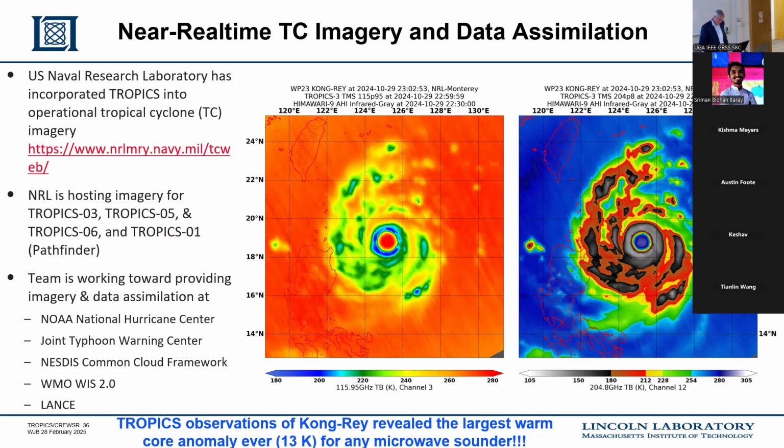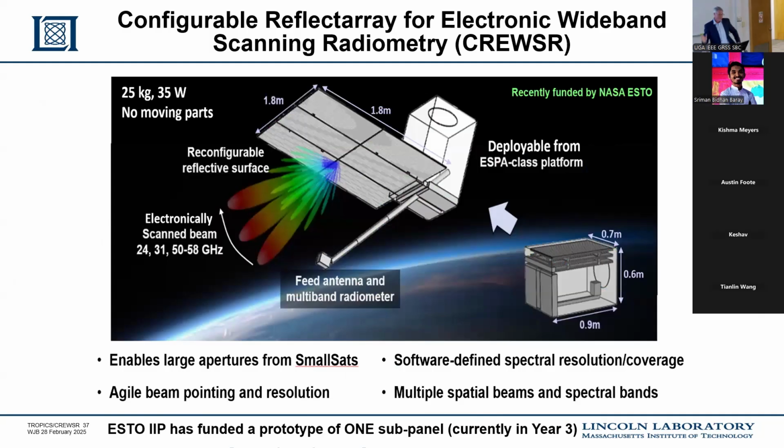It's been very valuable for them to understand the structure of the storm, where the eye is, how big the eye is, and those kinds of things. Here's another good shot of Conray. Okay, that's the end of the TROPICS part. Any questions on that, or anything you'd like to ask before I move on?